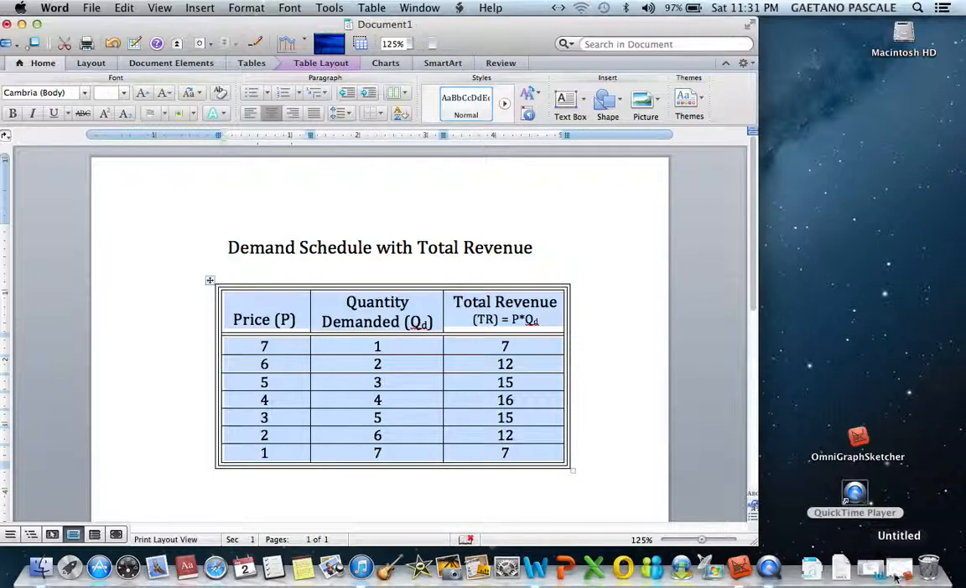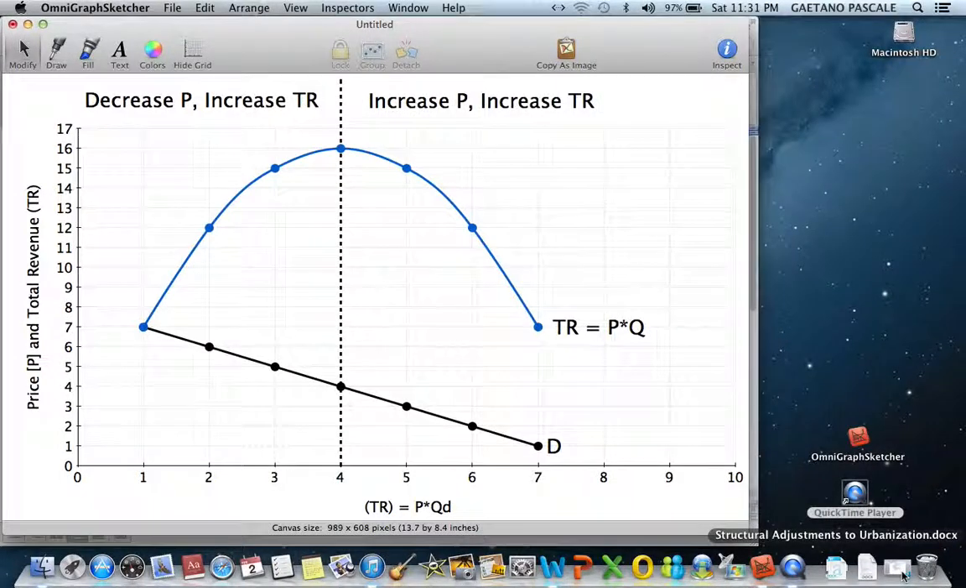To take a look at that graphically, this is what it looks like. We have our downward sloping demand curve, so we just inputted the data from the demand schedule. And then we also graphed out total revenue. And you can see graphically that depending upon where you are on the demand curve and your location on the demand curve, total revenue is different.